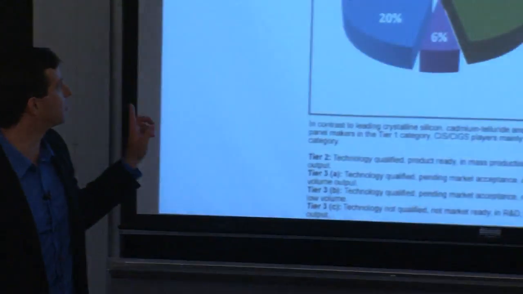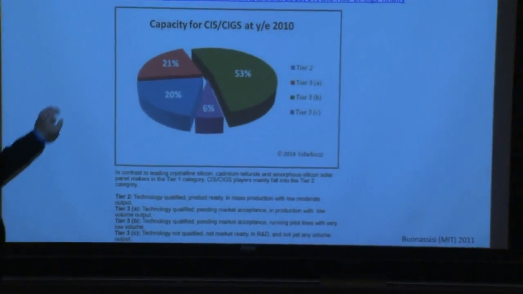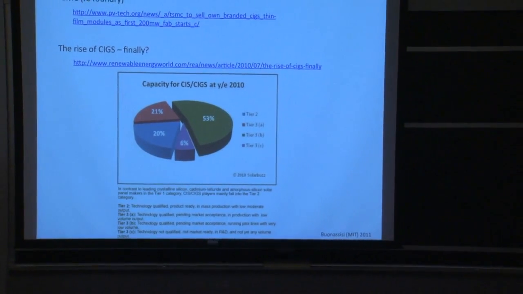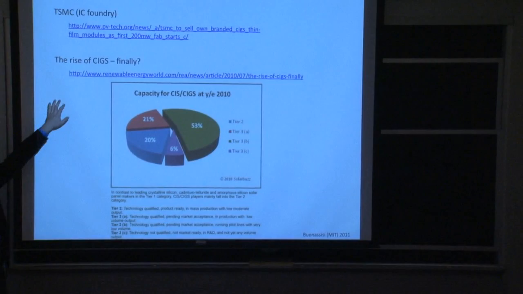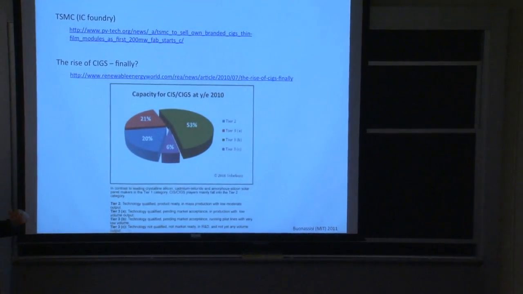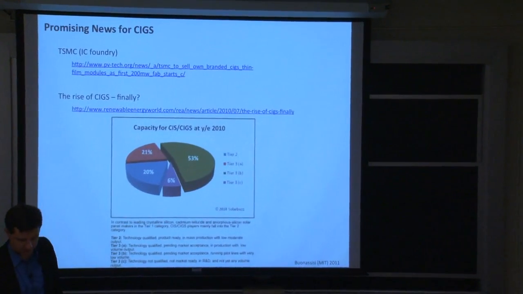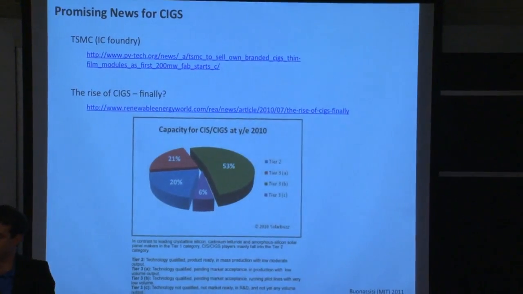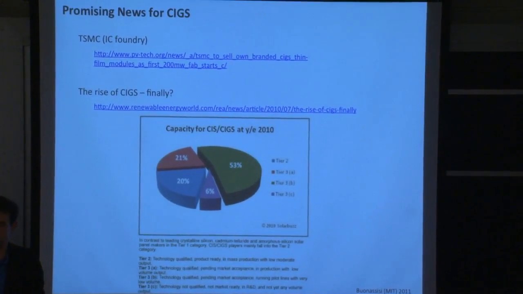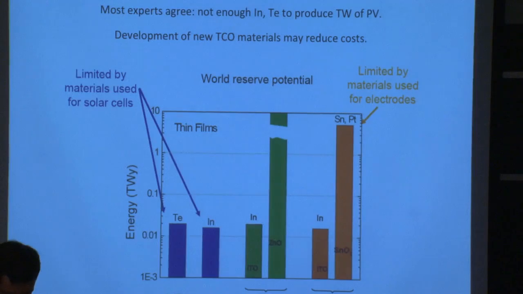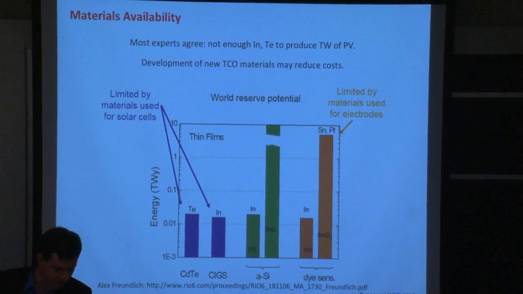Lots of promising news for CIGS. I like this particular article, The Rise of CIGS, Finally? There's always been a lot of promise in the realm of CIGS because of the high performance and the high efficiencies reached. The big question is, can you accomplish this at large scale for large area modules? That's been the big challenge so far. And of course, materials availability.